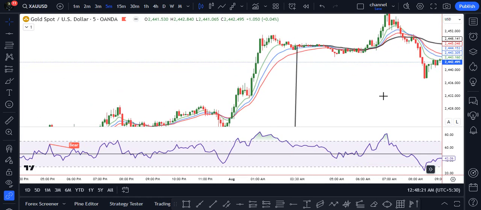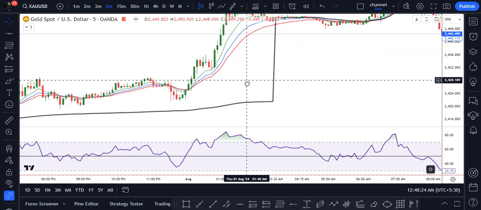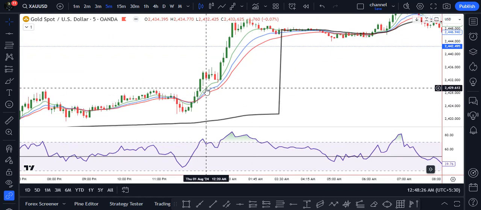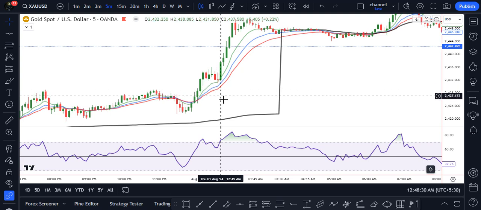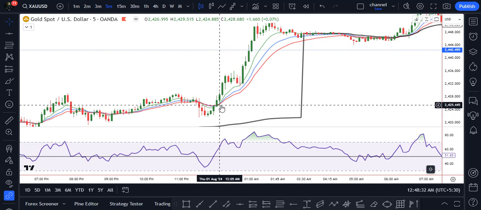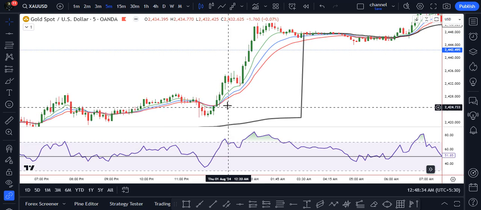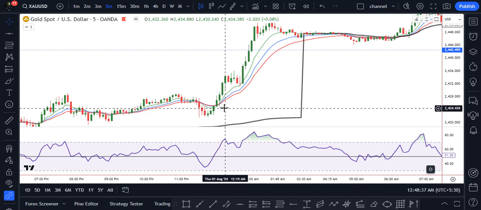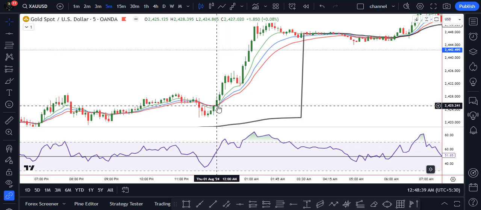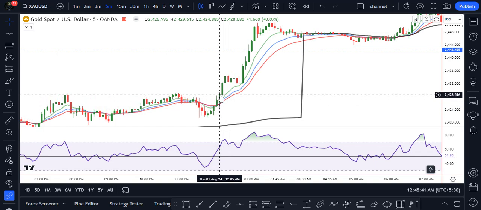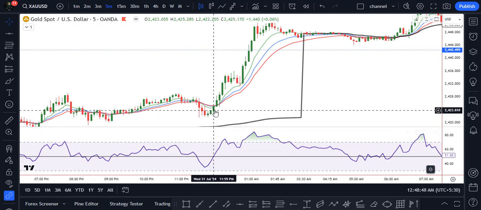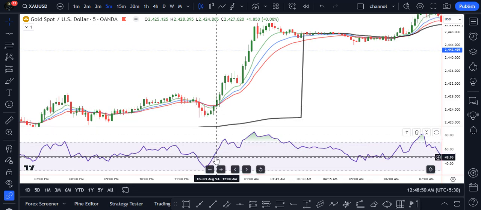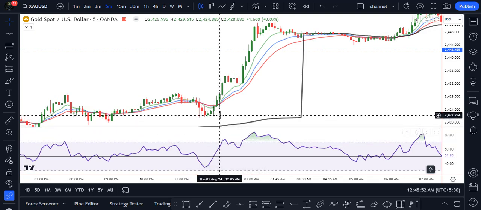So for a buy trade, as you can see, the 9 period is the green, the 15 period is the blue, and the 21 period is the red. There is a crossover over here. Once the candle crosses the 21 period moving average, we'll take the entry on the next candle and we'll have our stop loss at the previous swing low. You can also observe that once it is crossing the 21 period moving average, the RSI is also crossing the 50.